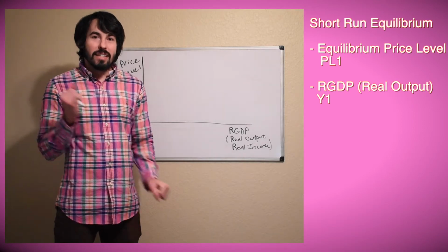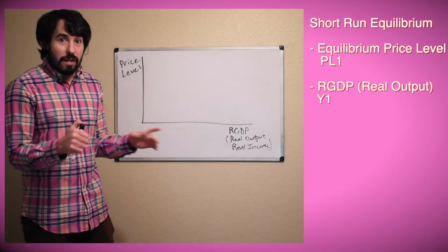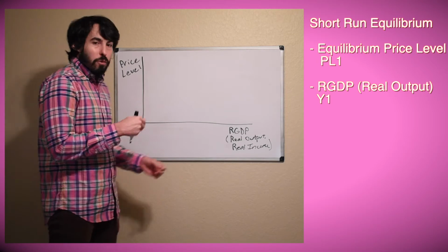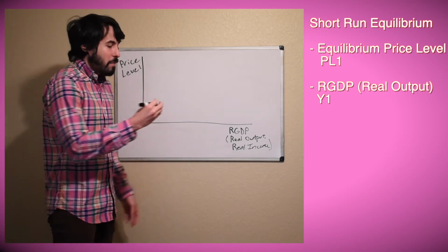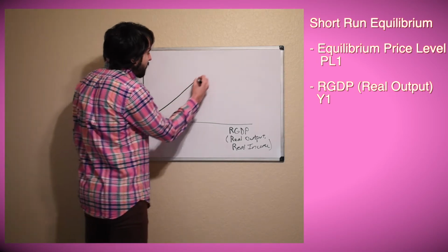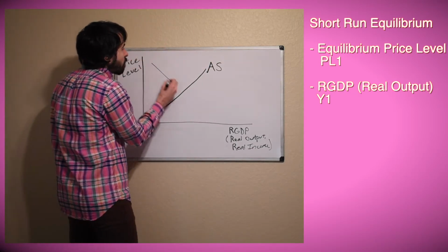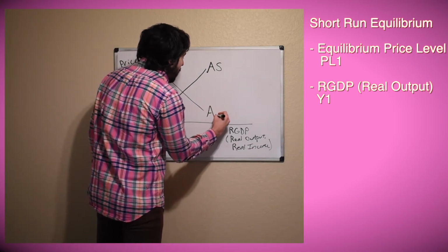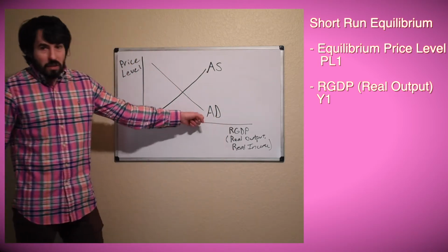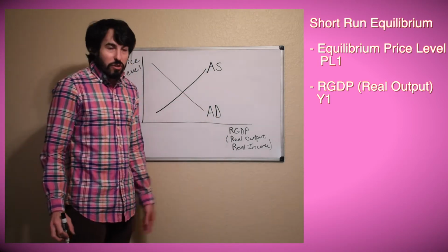Alright children, welcome back. Today we're still talking about aggregate supply and aggregate demand, but now we're going to merge the two curves and make an actual graph here so we can measure changes in prices and changes in output. So remember, aggregate demand is going to be your downward sloping curve, aggregate supply is your upward sloping curve.